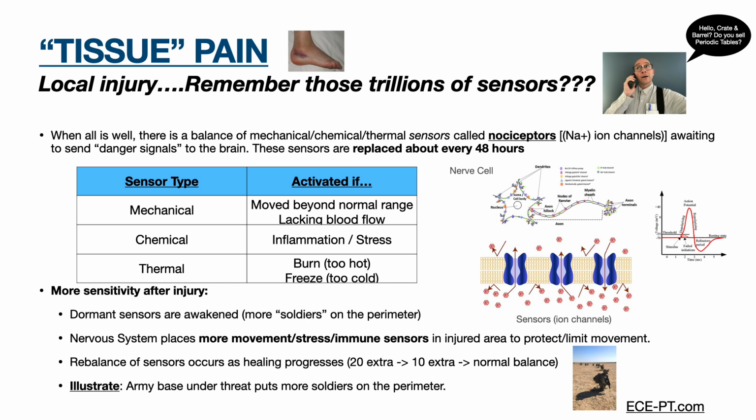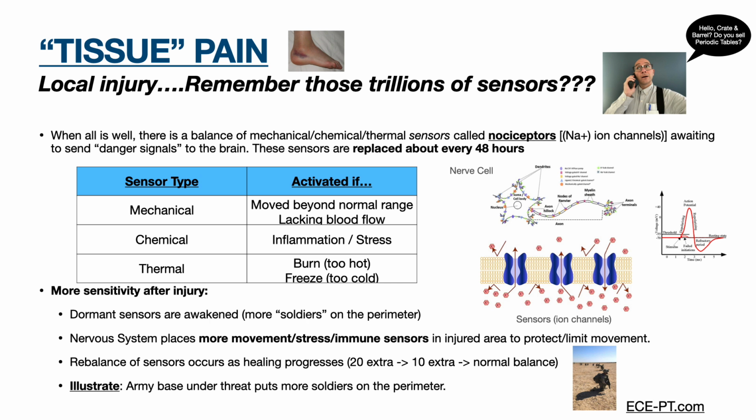And maybe we could illustrate this back to that army base illustration. If an army base fears that there's going to be an attack, there's a warning, there's intelligence saying we may have an attack, it may put more soldiers on the perimeter. And basically that's what our body does. When it's under attack, if you will, with an injury, more soldiers, more sensors are activated so that we could be more aware of injury.